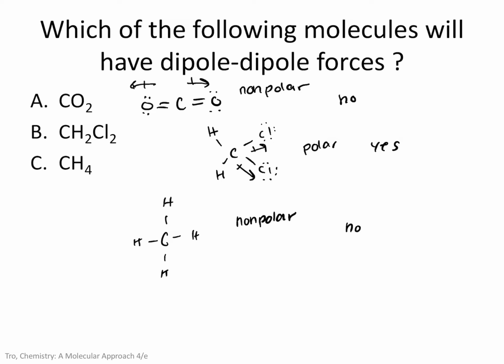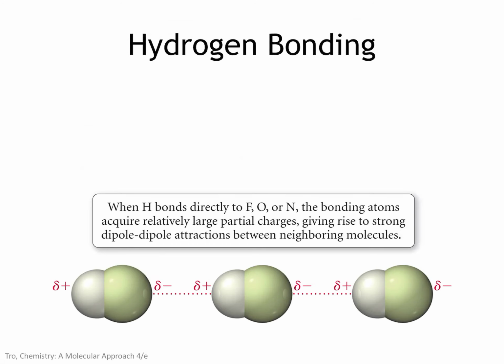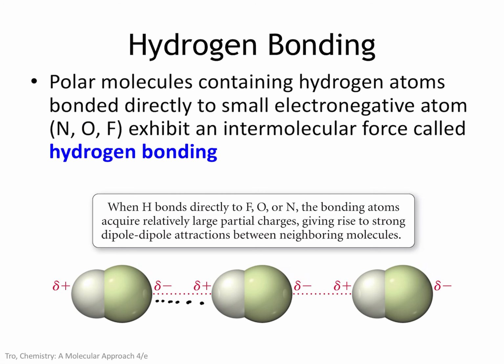All right, we've got two more intermolecular forces before we move on from this section. The next one is hydrogen bonding. Now, that term bonding always gets confusing. This is not an intramolecular force. It's not a bond. Again, it's still the attraction between different molecules. So polar molecules that contain hydrogen atoms that are directly bonded to small electronegative atoms, mainly fluorine, oxygen, and nitrogen, exhibit an intermolecular force called hydrogen bonding.